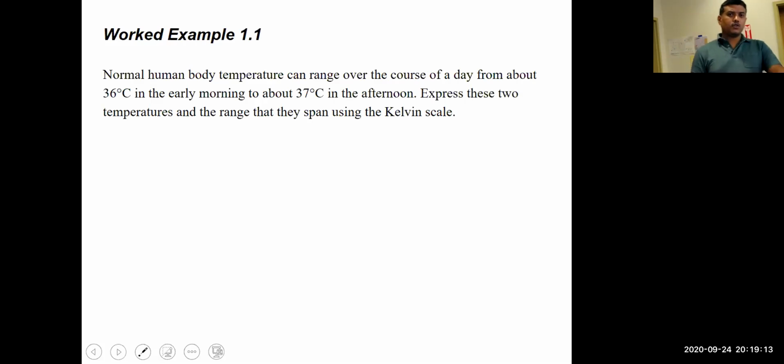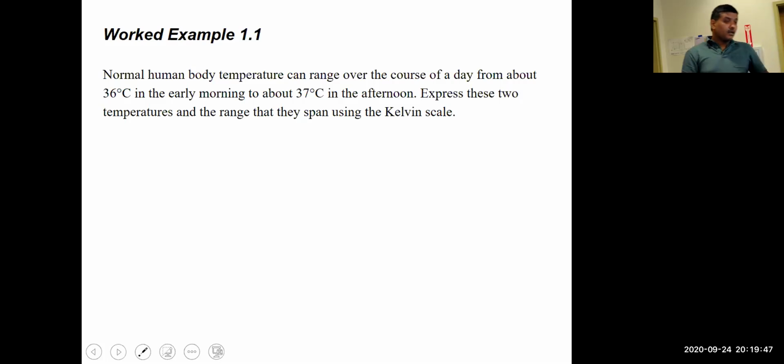All right. So the problem here says the normal human body temperature can range over the course of a day from about 36 degrees Celsius in the early morning to about 37 degrees Celsius in the afternoon. In general, temperature slowly rises as the day goes by, because we get tired, we are active, so we need some rest. It is the body's way of saying you need some rest by the evening. So express these two temperatures and the range that they span using the Kelvin scale.